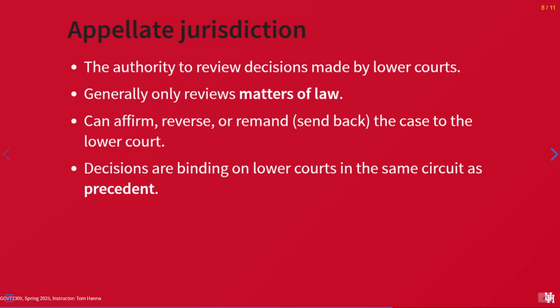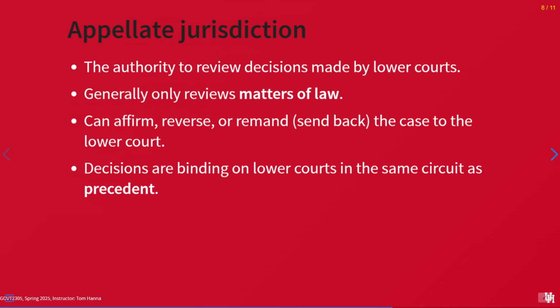There are three things that they can do here. They can affirm, reverse, or remand the case to the lower court. Affirming the case means that the lower court's decision is approved. It stands. It's okay, and the appellate court has upheld it. So affirm or uphold.